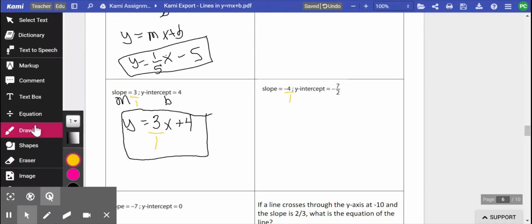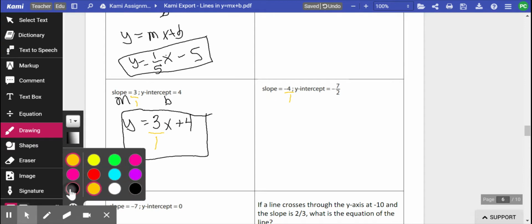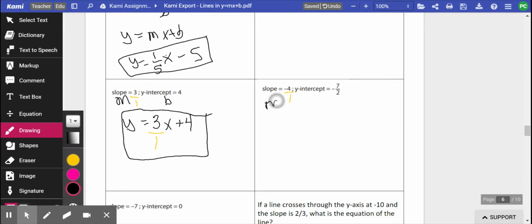So for this equation, this is your m. Let me change the color so it's more official. Slope is m, y-intercept is b. So when we use y equals mx plus b, we replace the m and we replace the b. So y equals negative 4 over 1 x plus b, but now I have a negative 7 halves, so I'm going to do minus 7 halves.